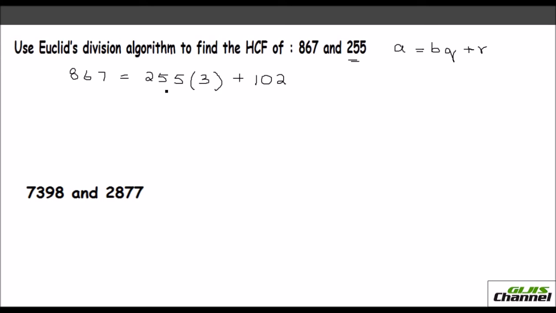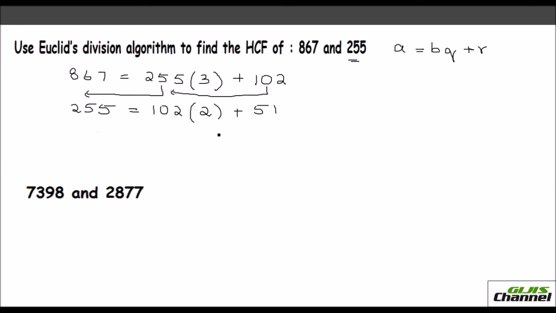Now in the next step, you just move this 255 to the left side of the equal sign, and this remainder you bring to this portion. So we keep doing this. In the next step, you would have 255 equals, and 102 is moved here, and let's see how many times it goes. It would be 2 times, right? Because 2 times 102 is 204, so the remainder left would be 51. So write the remainder here.